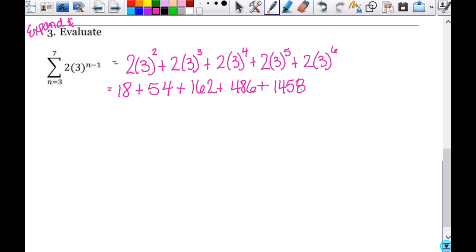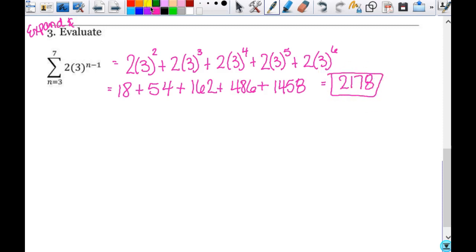Isn't each term just being multiplied by what? 3. 3 times 18 is 54. 3 times 54 is 162, right? What kind of sequence or series is this? Geometric. Okay. So when you add all that up, what do you get? 2178. Okay.